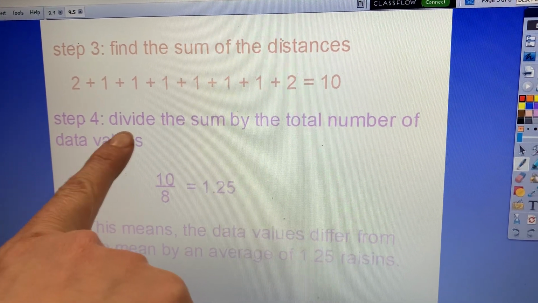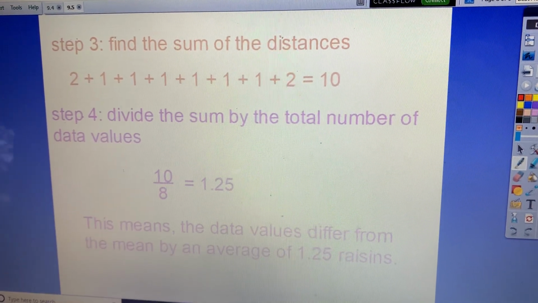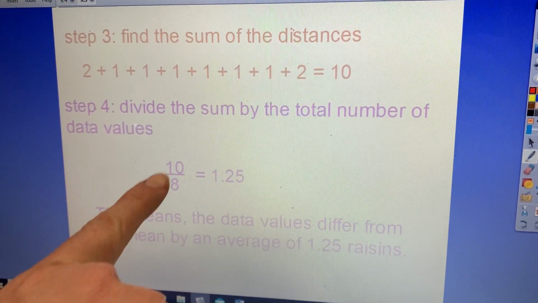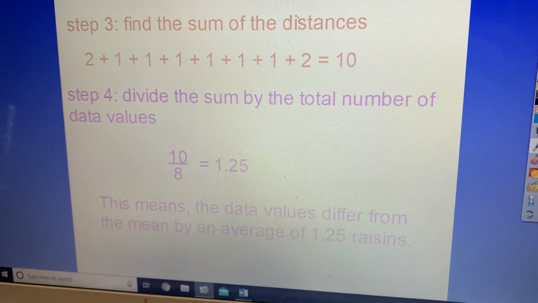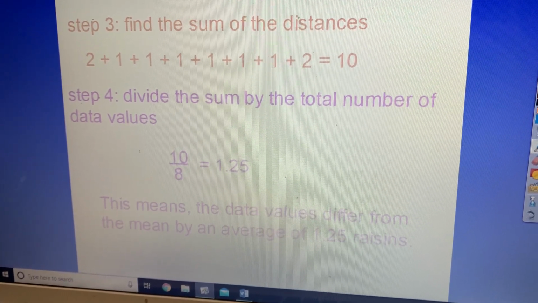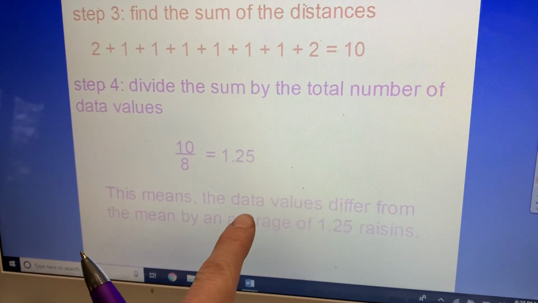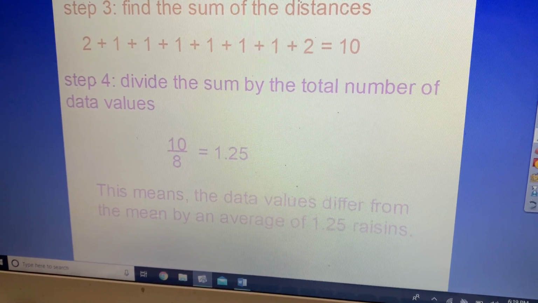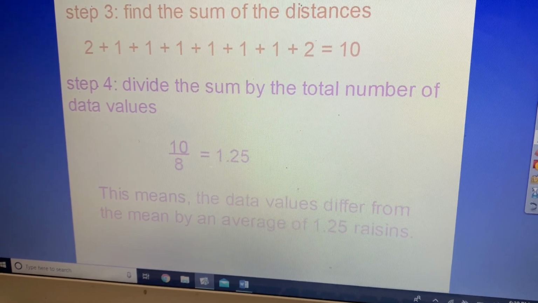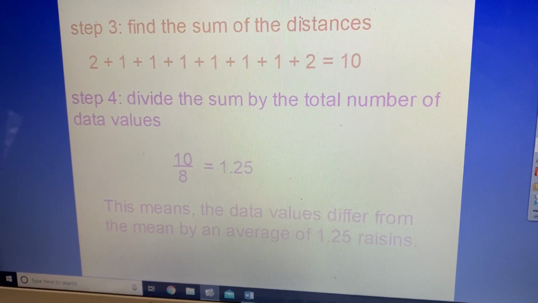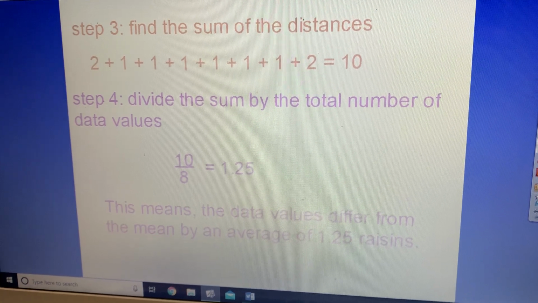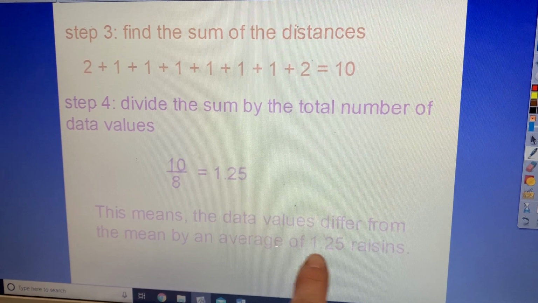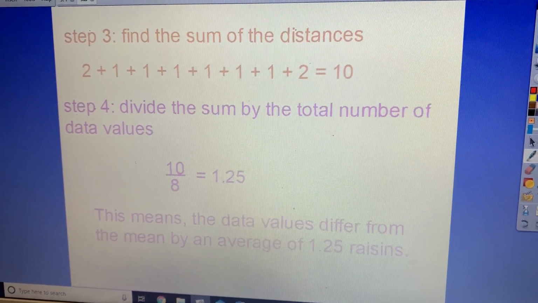Step 4 says divide that sum by the total number of data values. Well, we just said we had 8 data values. There were 8 scoops of cereal that I had taken. So 10 divided by 8 gives me 1.25, or 1 1/4. So this means that the data values differ from the mean by an average of 1.25 raisins. That's saying that on average, if I take my scoop of cereal, I'm going to have 1.25 raisins away from my mean, which we said was 3. So our MAD is 1.25.